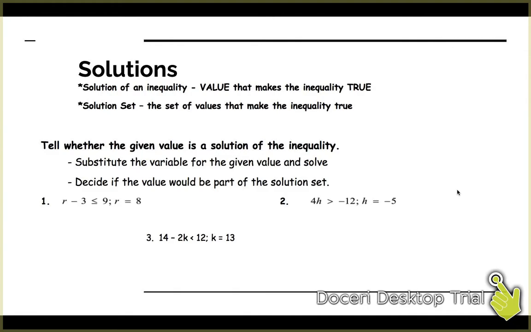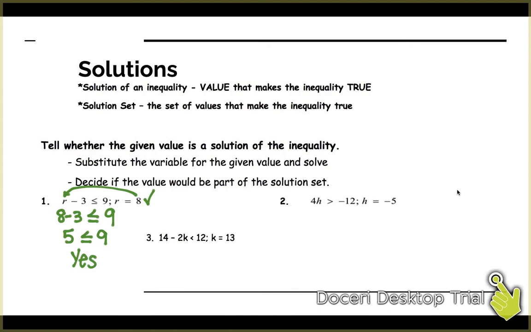So let's do that. So they're telling me that R is 8. So let's take this 8 and let's put it in for R. So 8 minus 3. Is it less than or equal to 9? Because remember, it eats the greater thing. So what is 8 minus 3? It's 5. Is 5 less than or equal to 9? Yes. So 8 is a solution to this inequality. It's not the only one, but it is one.